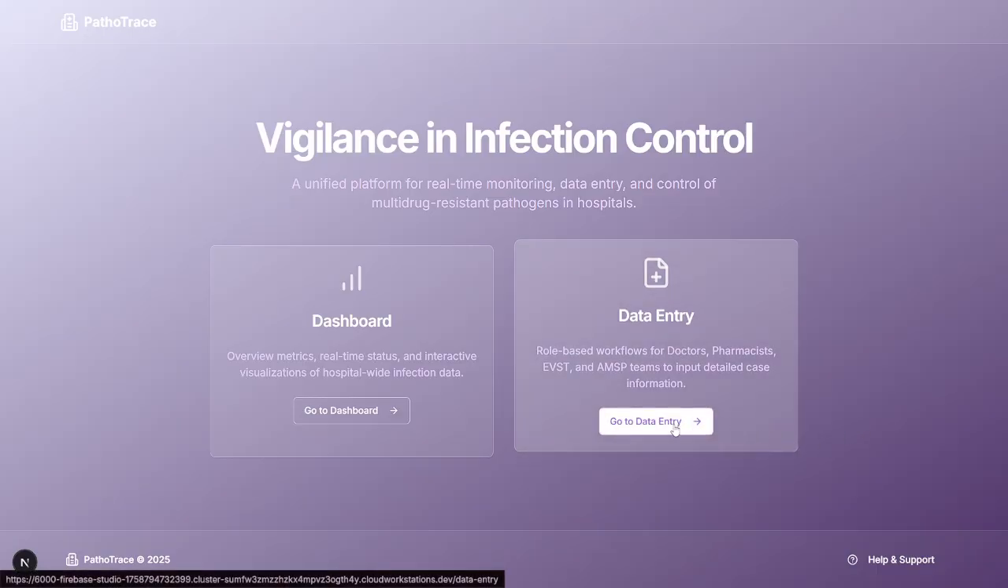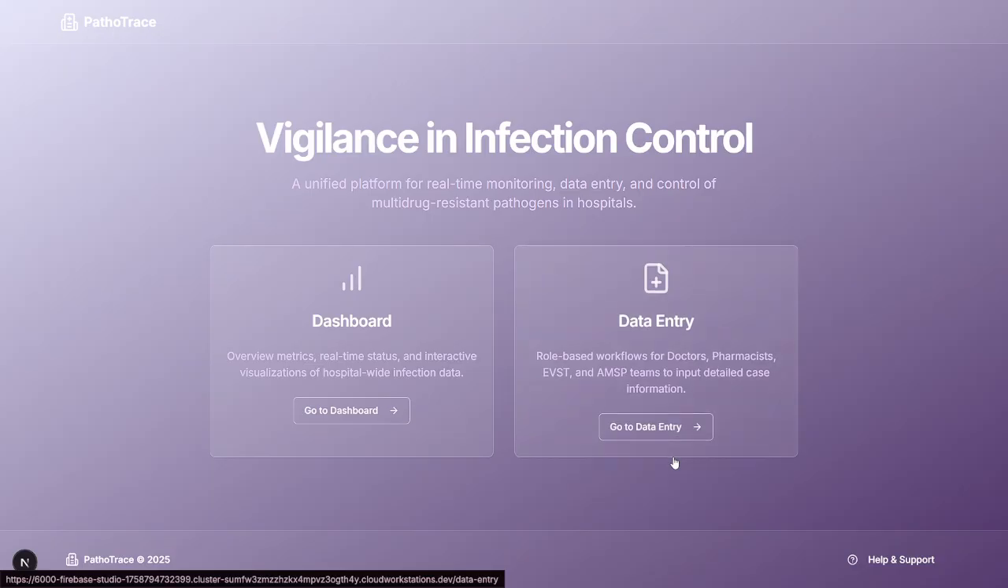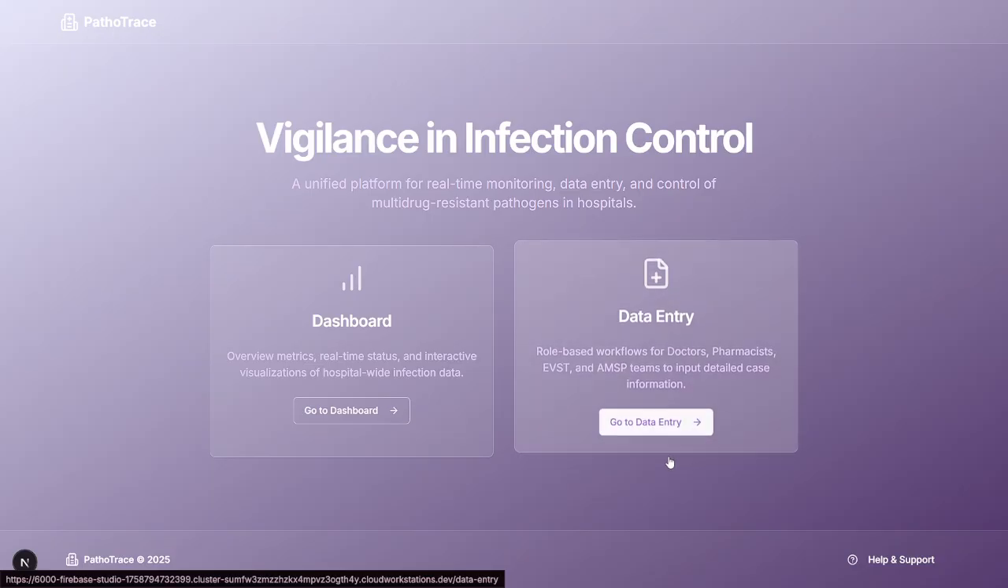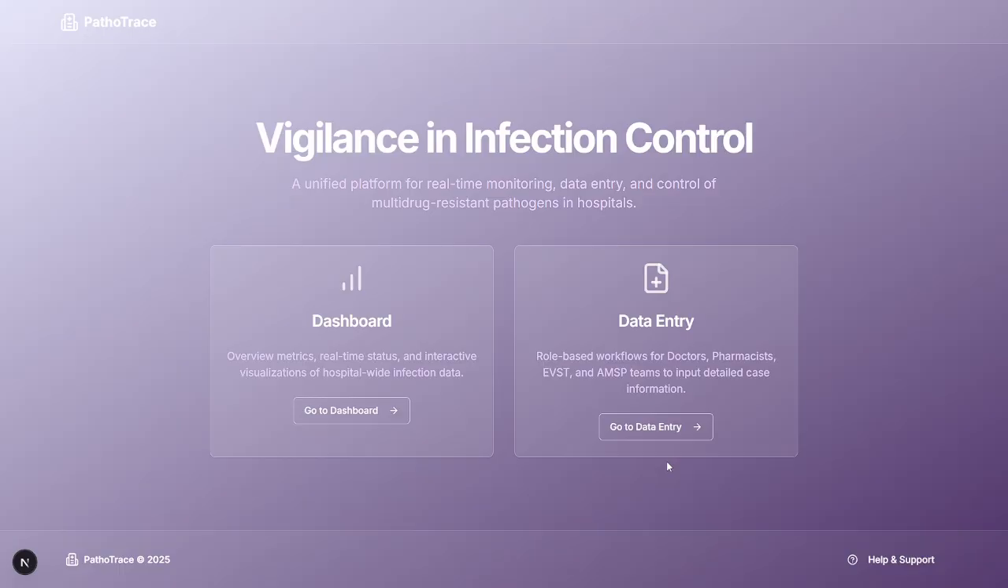So, our problem statement here is a digital contact tracing and screening tool for multi-drug resistant pathogens in a hospital setting. What does this mean? In the hospital setting, one of the major problems that we face is nosocomial infection, that is hospital acquired infection, and most of these infections are caused by pathogens which have evolved and have become resistant to most of the antibiotics which are generally given.